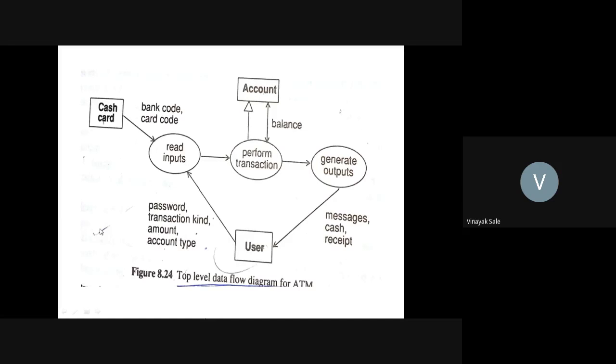Then the top level data flow diagram for the ATM. The cash card reads inputs. Whenever the user inserts a card, types the password, transaction kind, amount, account type, the system reads the input, performs the transaction with the amount and remaining balance, then generates outputs with message, cash, and receipts. This is the top level data flow diagram for the ATM.